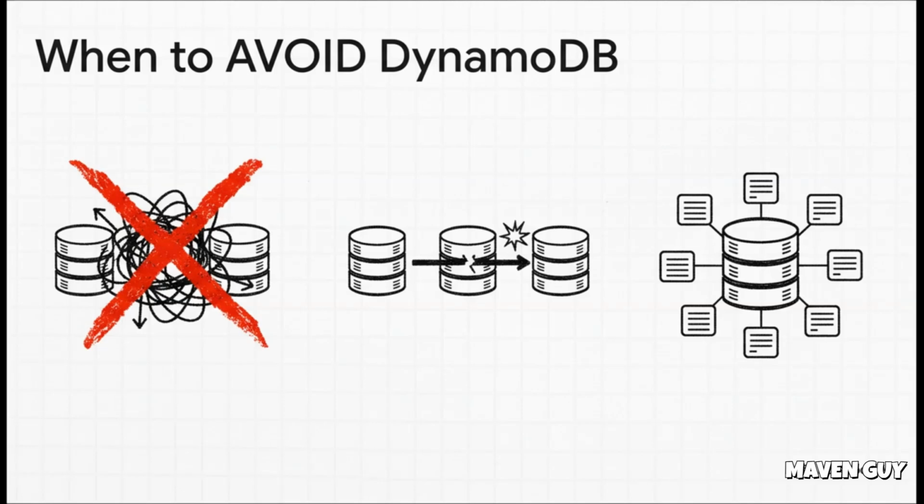And finally, and this is a big one, if you find your design needs 5, 6, or 7 secondary indexes, that's a huge sign that you might be trying to force a relational model onto a NoSQL database. That's a massive red flag.